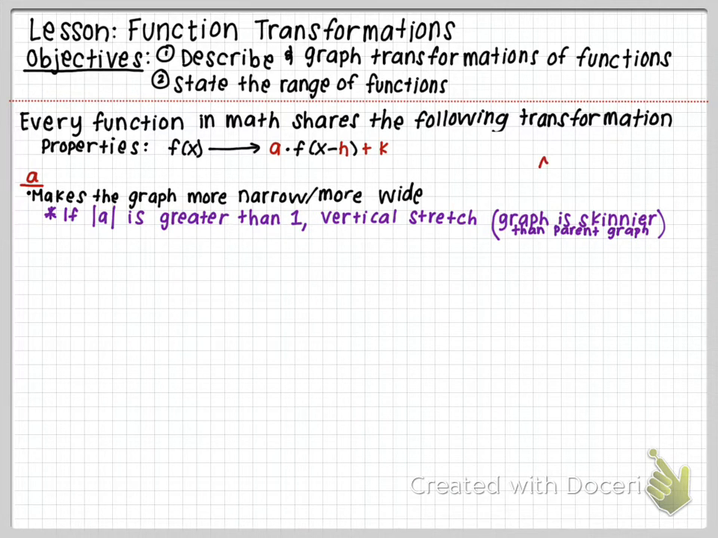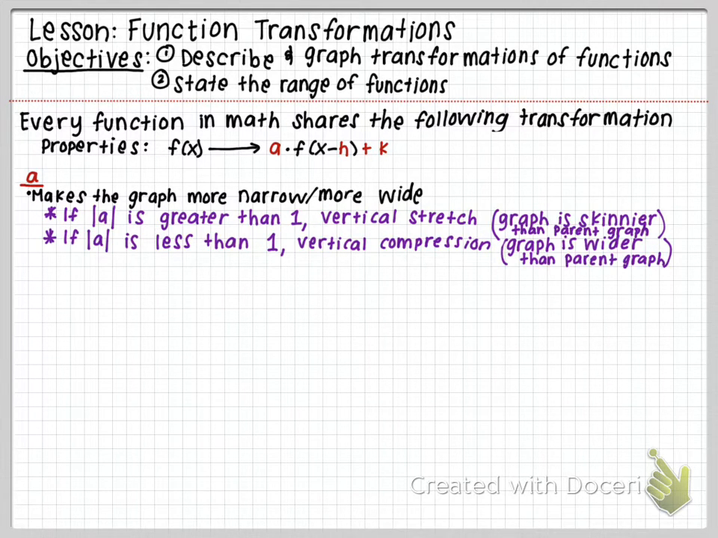So it could be that skinny even. It could be a super skinny graph. But the greater the number, the skinnier it is. So if A is greater than 1, we have a vertical stretch. Stretch means the graph is skinnier. If the absolute value of A is less than 1, so if it's a fraction, then it's a vertical compression. If it's a fraction that's less than 1, we have a compression. Compression means that the graph is going to be wider than the parent graph. So it could look something like that.